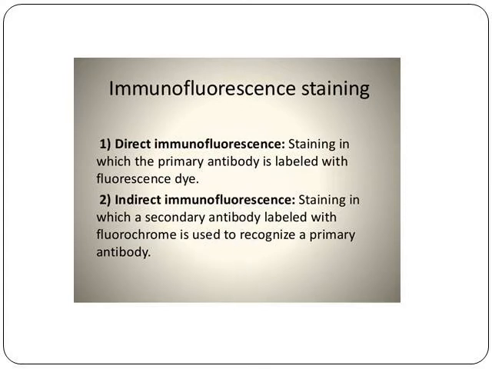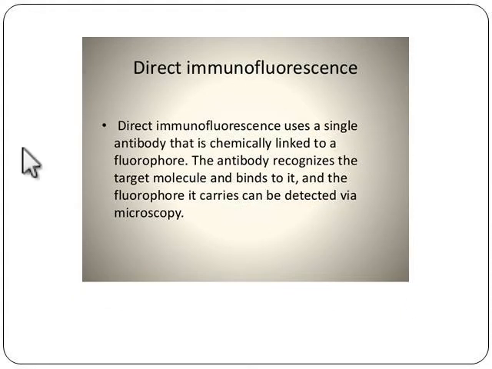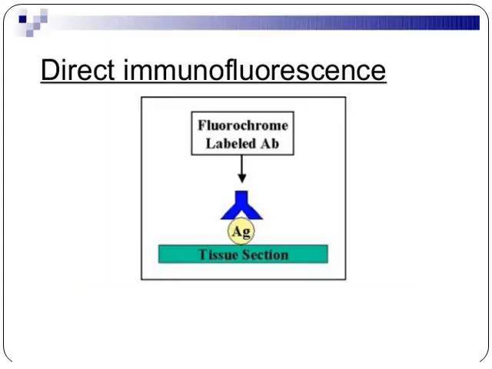Coming to direct immunofluorescence, as we discussed, it uses only a single antibody that is linked to a fluorophore or fluorochrome. Here the antibody recognizes the target molecule, meaning the antigen, and binds to it. With this fluorescence, it is detected by a microscope. That technique is direct immunofluorescence.